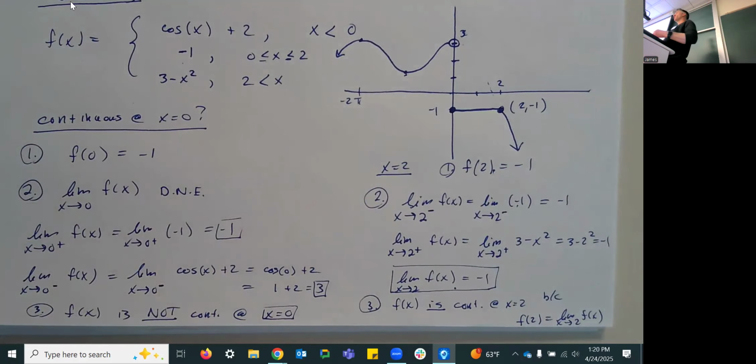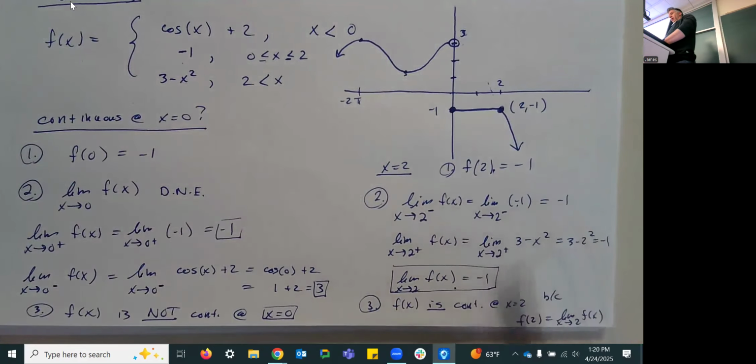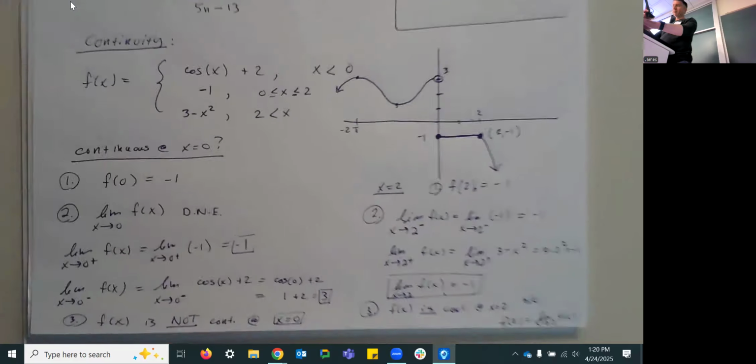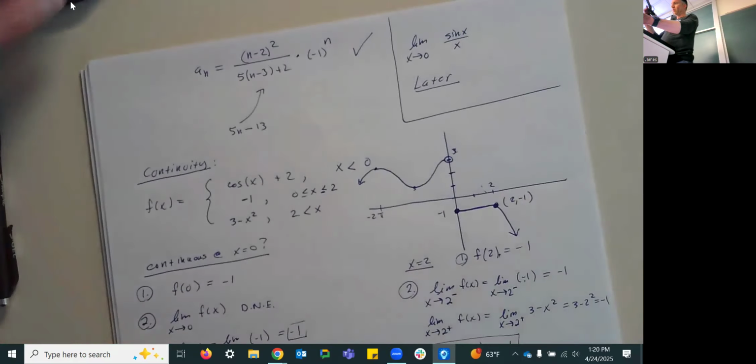I do think it's good to write the limits down when you do this. Some people like to write things like f of 2 minus is -1 and f of 2 plus is -1. You can probably get away with that, but it's not the best notation. So if you can stomach it, I certainly would encourage you to write the limits. I imagine your instructors want you to do that.